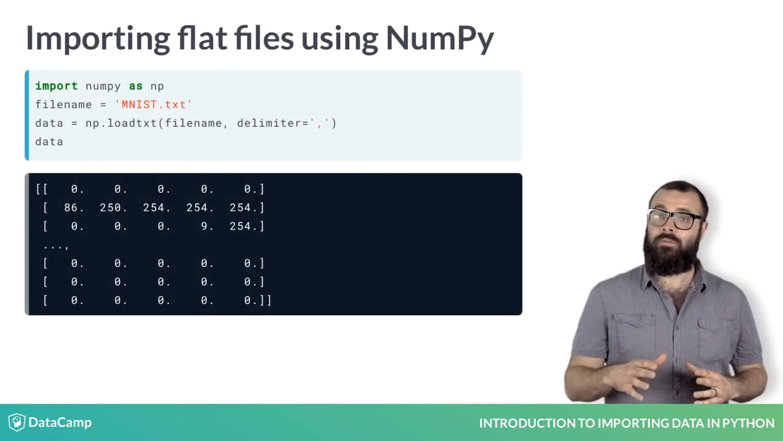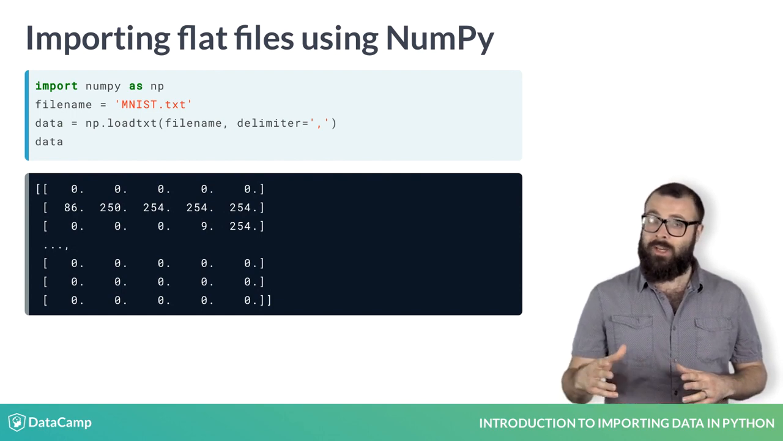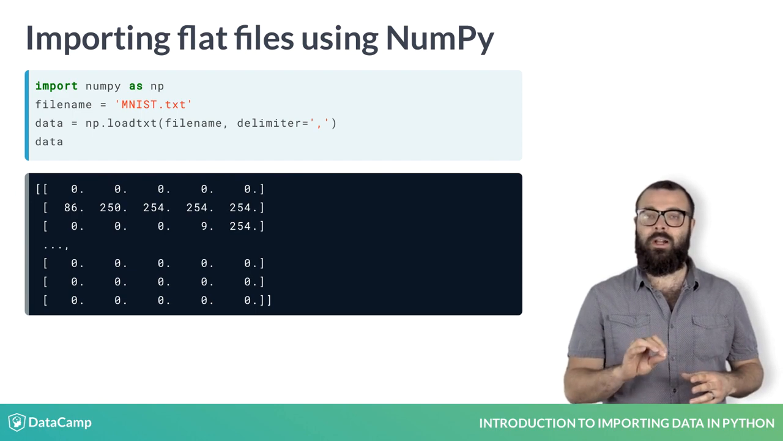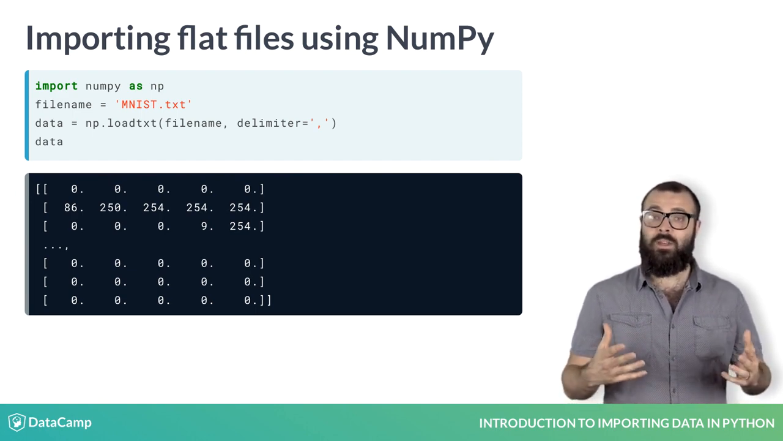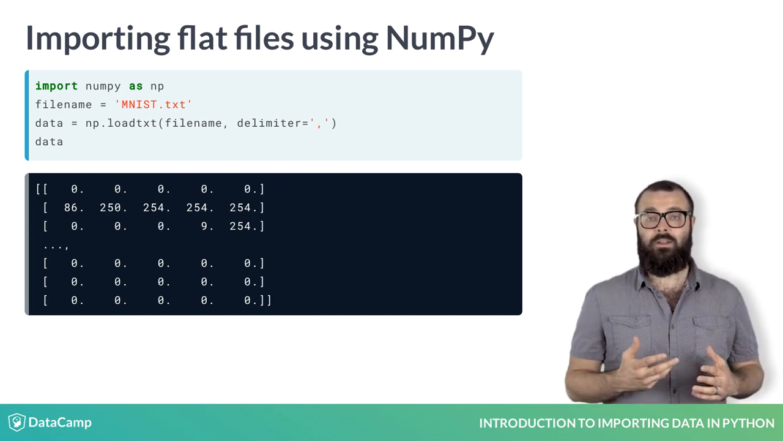To use either of these, we first need to import NumPy. We then call loadtxt and pass it the file name as the first argument, along with the delimiter as the second argument. Note that the default delimiter is any white space, so we'll usually need to specify it explicitly.